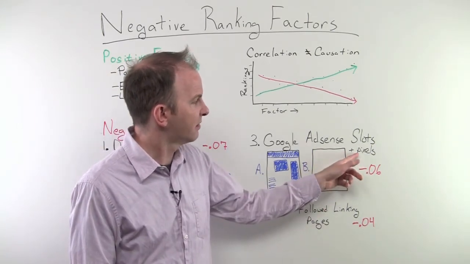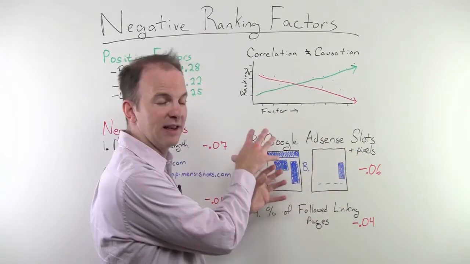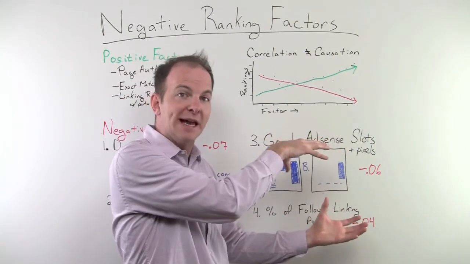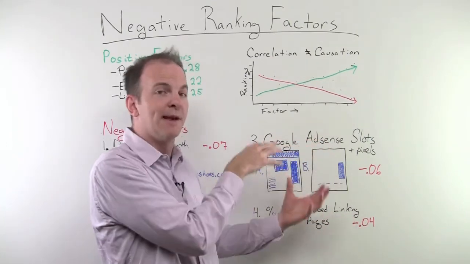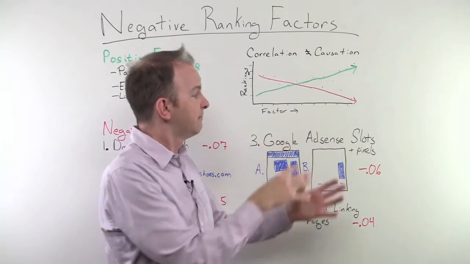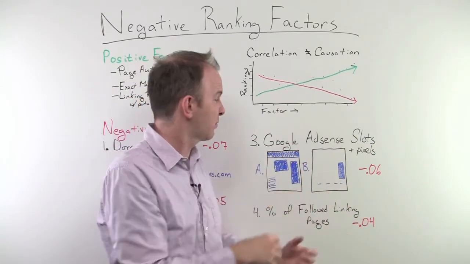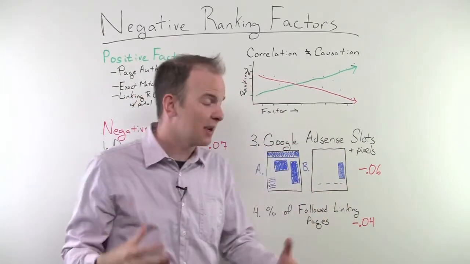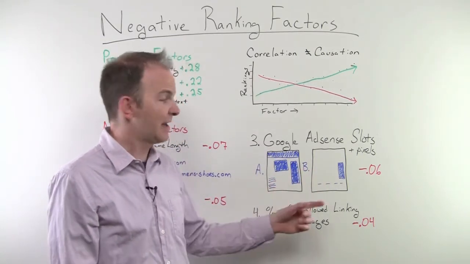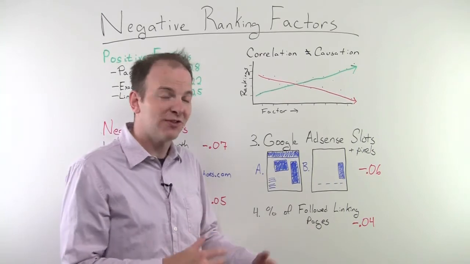Another thing is the number of pixels. So not only the amount of slots that you have, but the pure volume of space on your website that's taken up by AdSense, we see those associated with lower rankings. Again, doesn't necessarily cause it, but that's what we see. And as a user, if you think about it, which page would you rather link to? Both things being equal, I'd much rather link to that page. So it sort of makes sense.